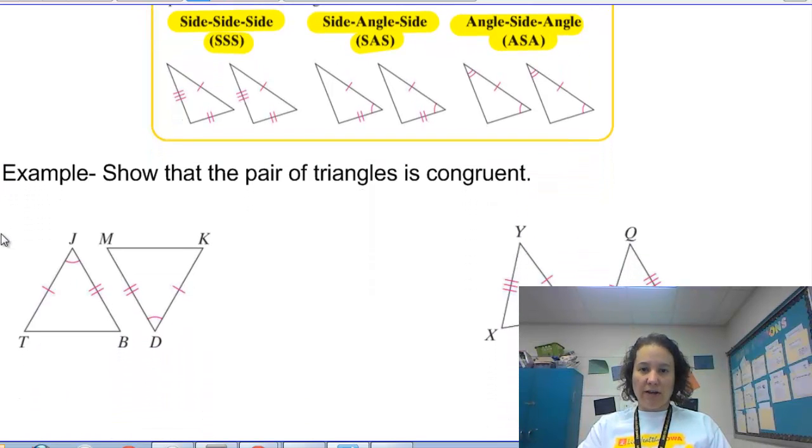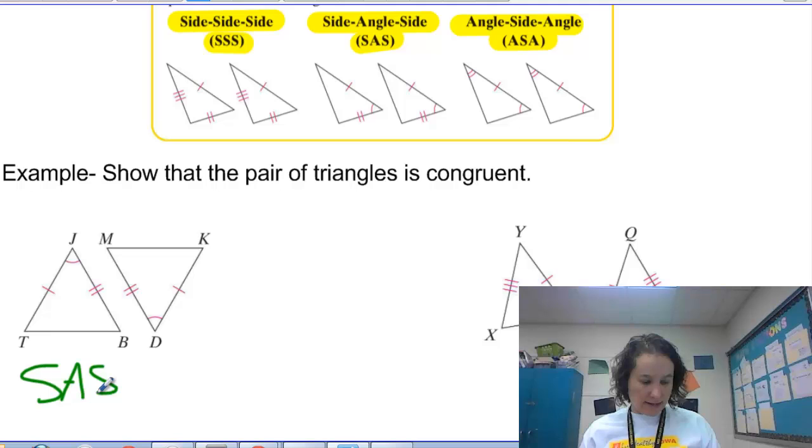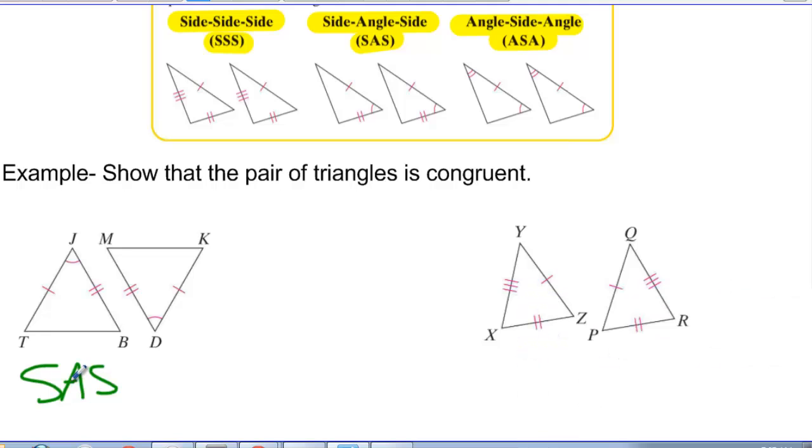So if I look down below here, keeping those three different ways that I can show that triangles are congruent in mind, I have two triangles right here, and I can see that this side right here and this side right here are congruent. I can see that this angle right here and the angle right there are congruent. And I can see that the other side and this other side right here are congruent. And so that is two sides and the angle in between them, so that would be SAS. So I can show that those two triangles are congruent by side, angle, side. SAS.